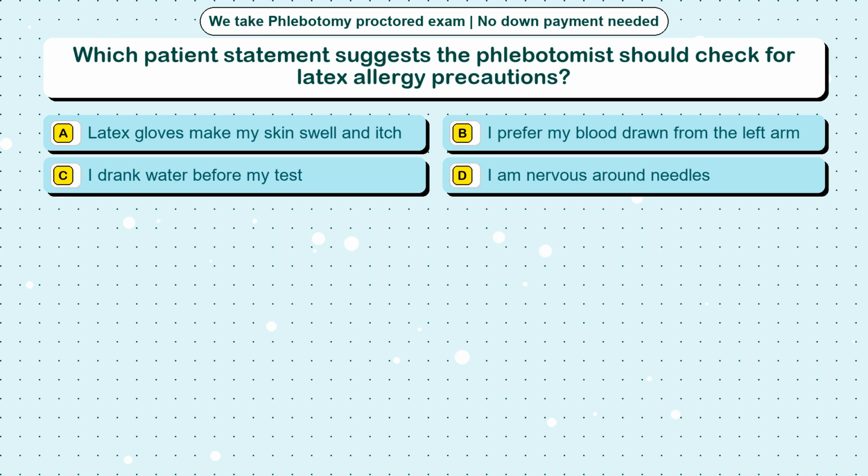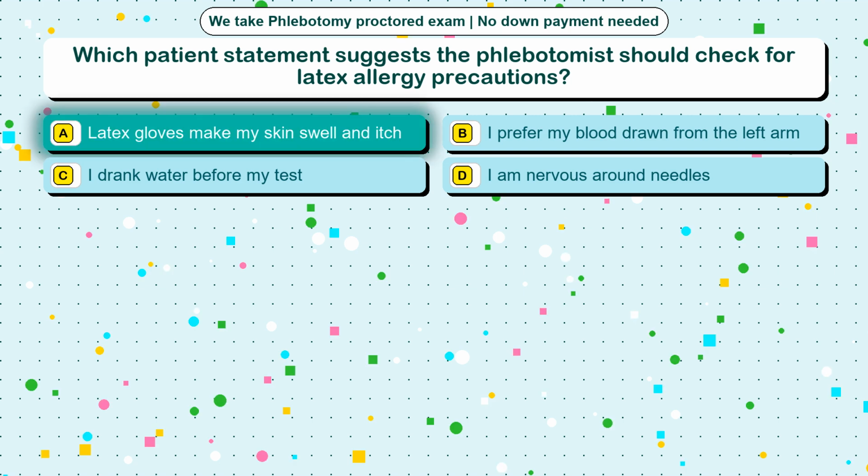Question 14. Which patient statement suggests the phlebotomist should check for latex allergy precautions? Option A. Latex gloves make my skin swell and itch. Option B. I prefer my blood drawn from the left arm. Option C. I drank water before my test. Option D. I am nervous around needles. The correct answer is option A.